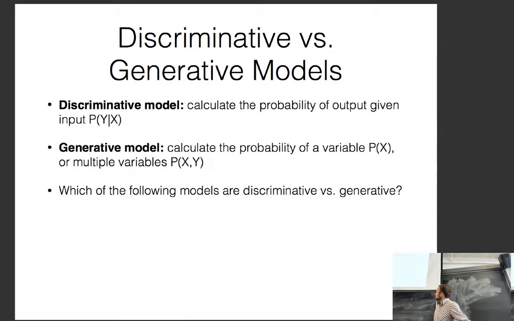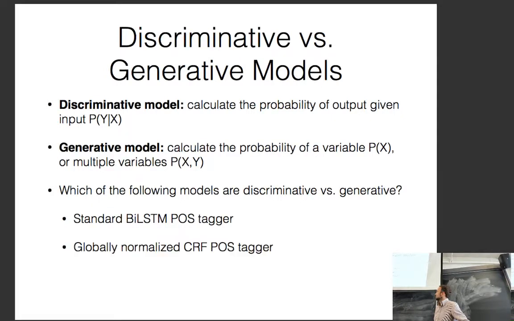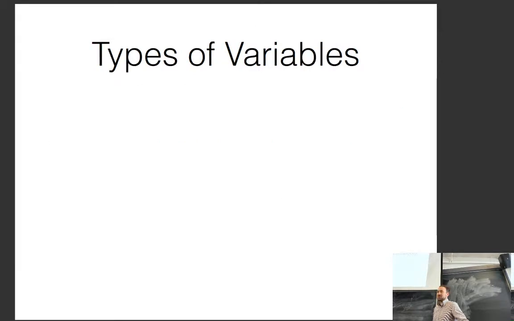So which of the following models are discriminative versus generative? This is probably an easy quiz. So let's say we have a BiLSTM part of speech tagger. Discriminative, yeah, sure. The globally normalized CRF part of speech tagger. Discriminative, yeah. And a language model. Generative. Okay. So this was an easy quiz, and I'll do a slightly harder quiz next time.